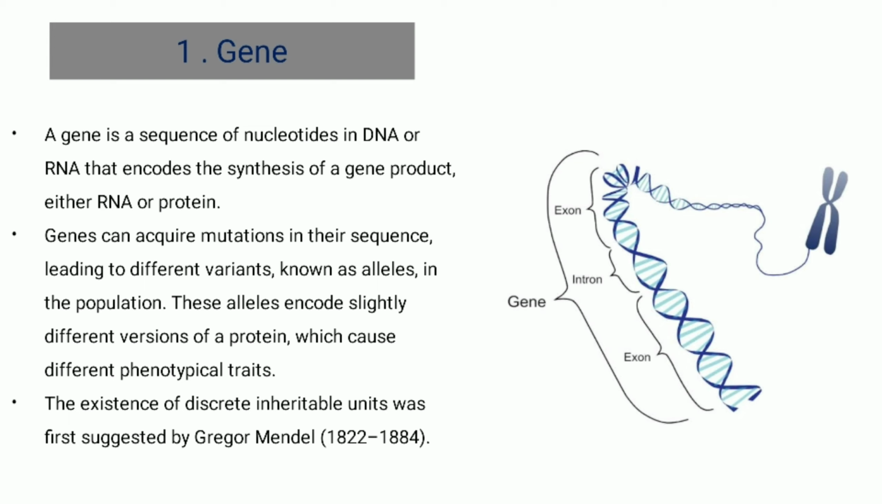Genes can acquire mutations in their sequence, leading to different variants. They are known as alleles. These alleles encode slightly different versions of a protein which cause different phenotypical traits. The existence of a discrete inheritable unit was first suggested by Gregor Mendel.